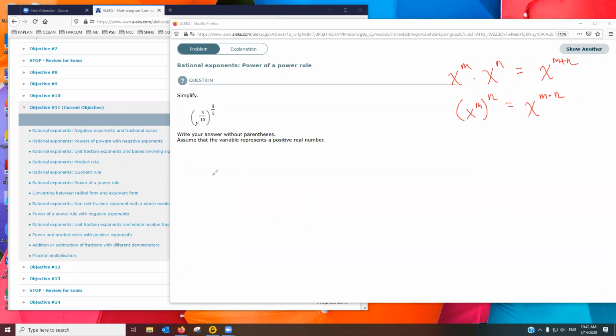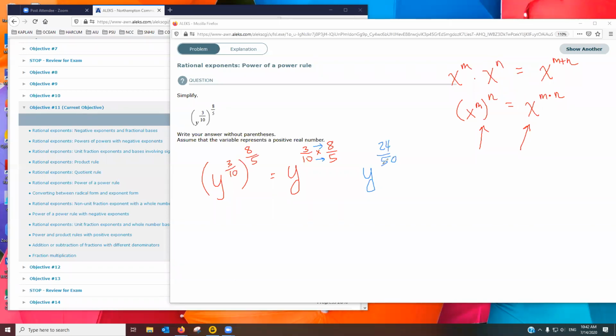So when I have this example, y to the 3/10 being raised to the 8/5, I'm going to use this property that says when you have one exponent being raised to the other, you multiply the exponents together. Even though these are fractions, it doesn't matter. I'm going to use the same rule. So now I'm going to be multiplying fractions. That means multiply straight across. So this is going to be y to the 24/50.